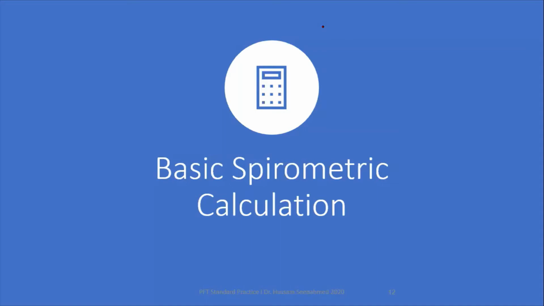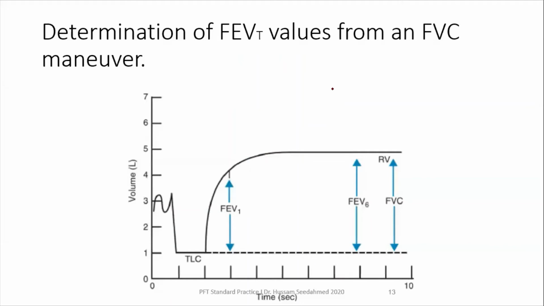Now let's move on to the next section of our session, that is the basic spirometric calculation. Now, as I told you, nowadays it is not a requirement to do the calculation manually, because it is already done by the machine. So now let's talk about how to determine the FEV1 values from the FVC maneuver or from the volume time curve. Several spirometric values can be calculated manually by hand from mechanically produced volume time spirograms.